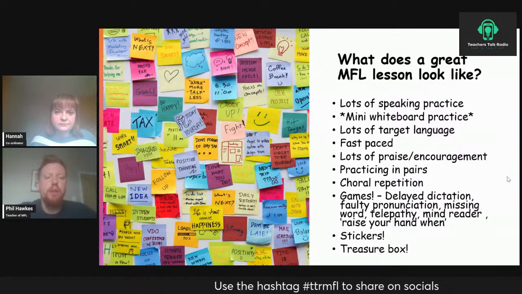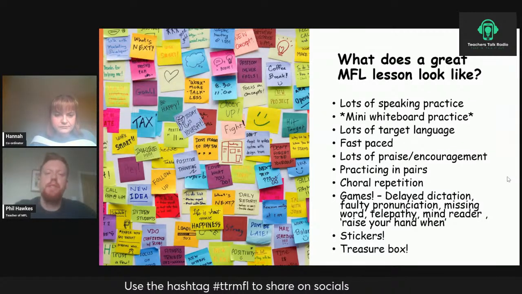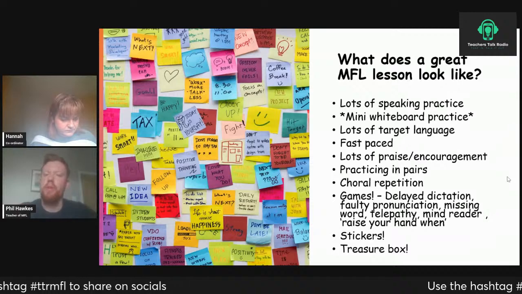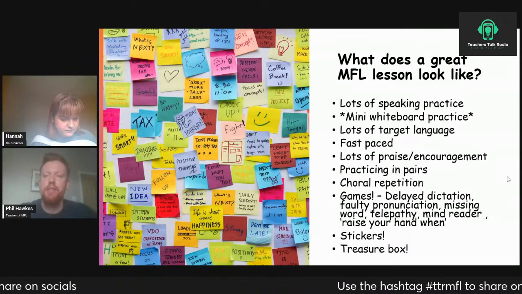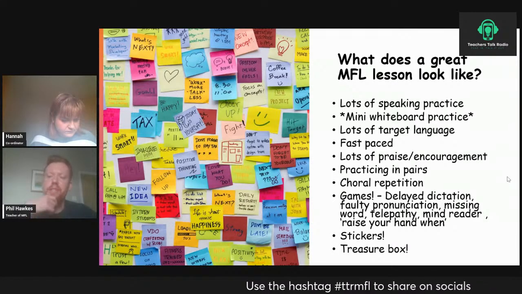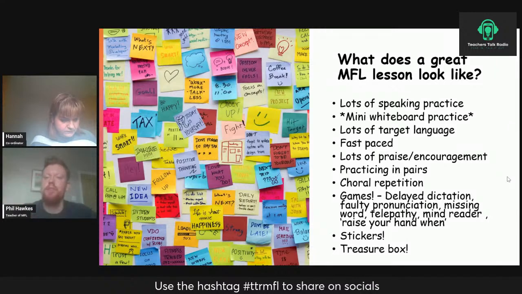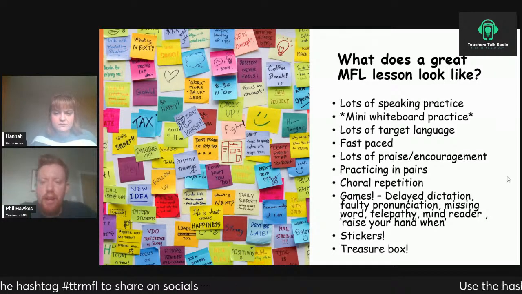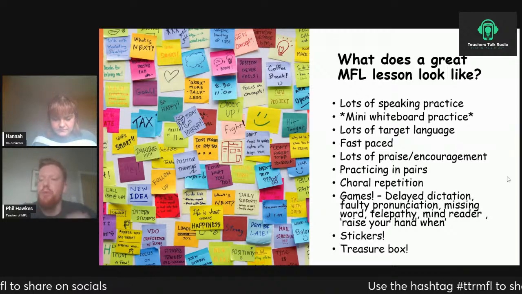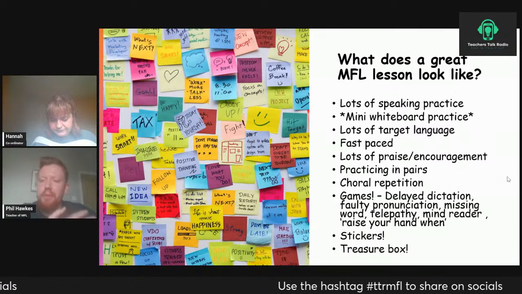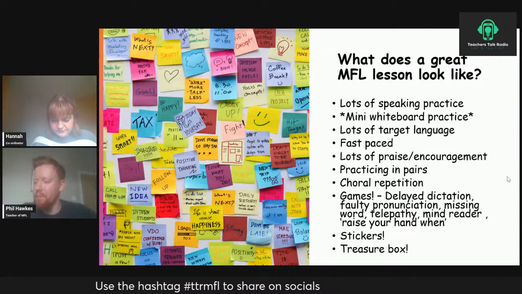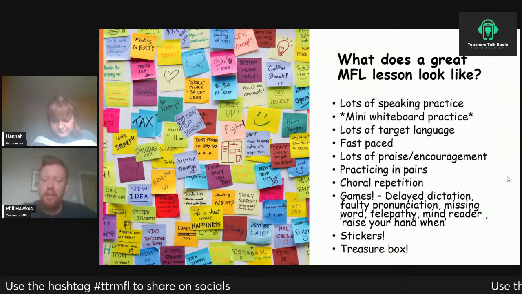How about trying, for example, having students practise for 30 seconds in pairs at the end of each activity, talking about whatever the question of the lesson is. I'll show you how I would do that in a second. And then games. I'm a big fan of games in the lesson. There are a few classic ones that have been around for years: delayed dictation, faulty pronunciation, missing words, telepathy, mind reader, etc. I'm going to go through a couple of those with you, and a couple of other games that I like to use.